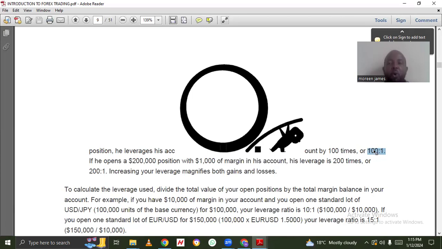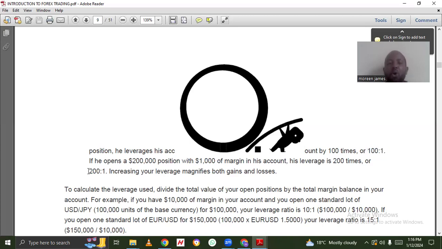100 times more of what? What I have in the account. So if I have 1,000 and I'm having 100:1, that means I'm having 100 times 1,000. That's 100 times more. So that way I'll be able to open a bigger position, which can help me make more money in the market. I hope I'm making sense. So if you open a $200,000 position, this is a two lot, with 1,000 margin in your account, this leverage will be 200 times or 200:1. That means if I'm having 200:1, I'm having 200 times more.